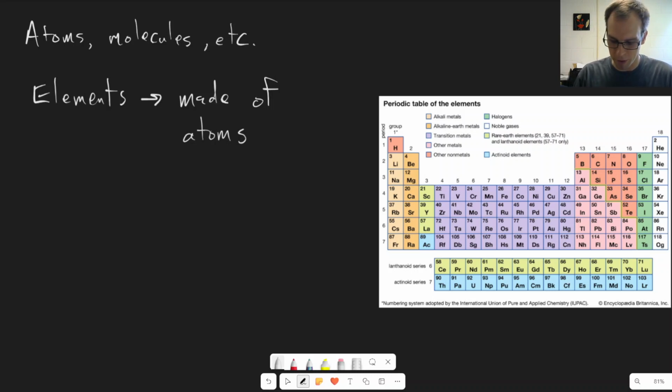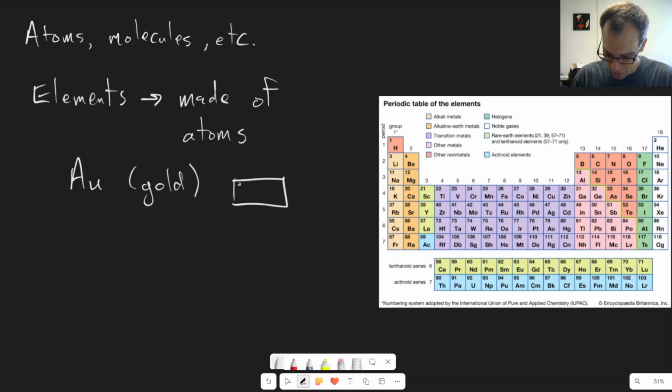So for example, if we're looking at gold, this is the symbol that we use for gold, Au. The smallest bit of gold that we can possibly make is an atom. If we think of a block of gold, the smallest little particle in here would be an atom. And atoms are very, very small. You can't see them with the naked eye. You can't even see them with a microscope. You can only see them with a very special kind of microscope called an electron microscope.